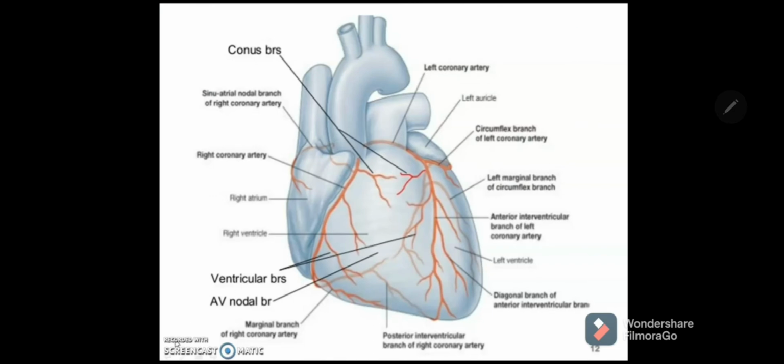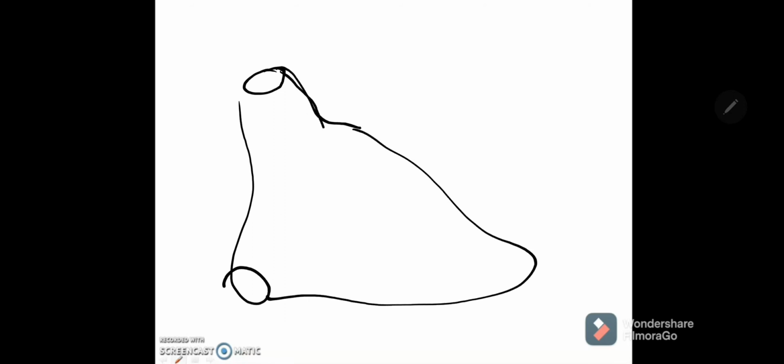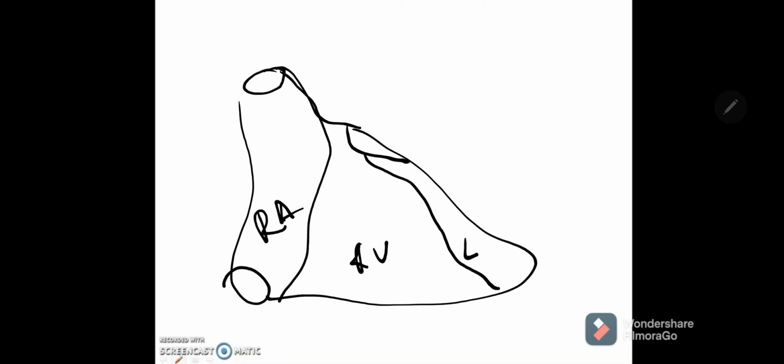So the right coronary artery supplies the right atrium and right ventricle. So if you draw here, just drawing the outline of the heart here. Right auricle, this is the left auricle, and here you can see right atrium, right ventricle, left auricle here. So the artery runs here and winds like this. Posteriorly it goes beyond the crux and anastomoses with the circumflex branch here.